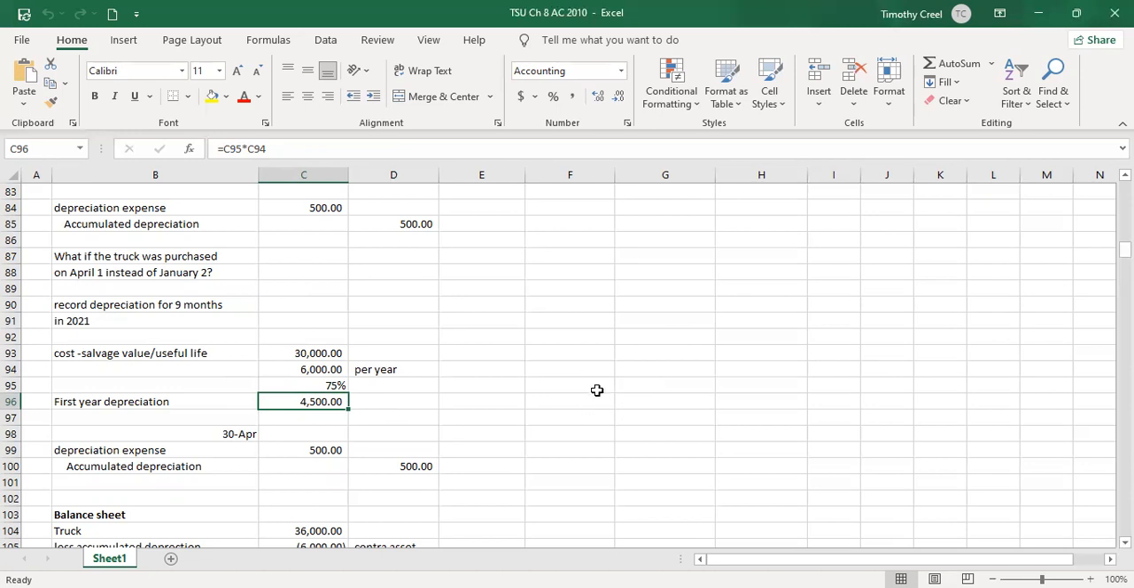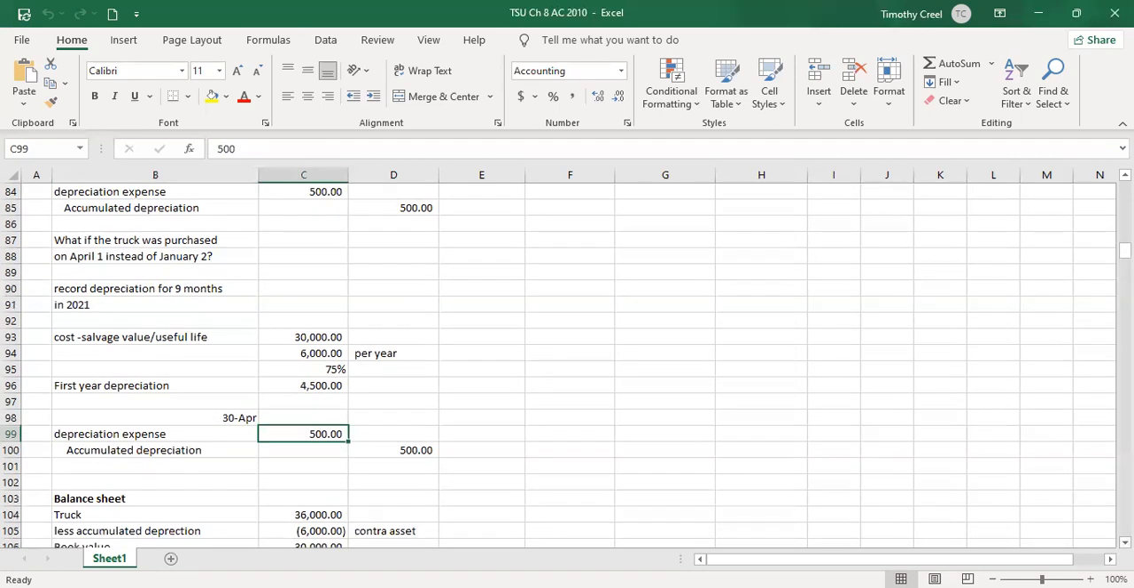Now, if we were doing it by month, it really wouldn't matter, because we'd start at the end of April, recording $500, and we'd do it at the end of May, the end of June, every month. And so that would basically be how we would record depreciation per month going through the rest of the year.